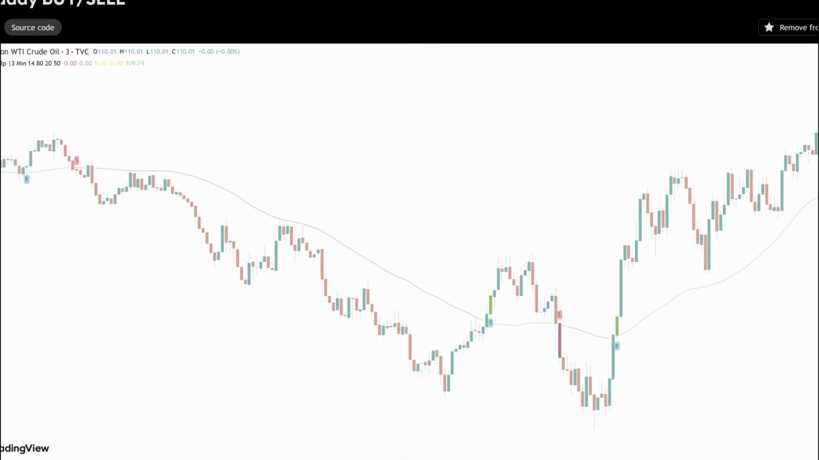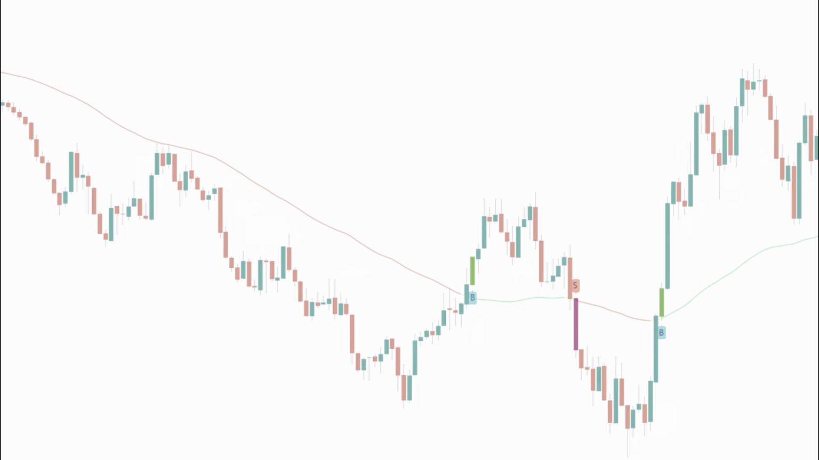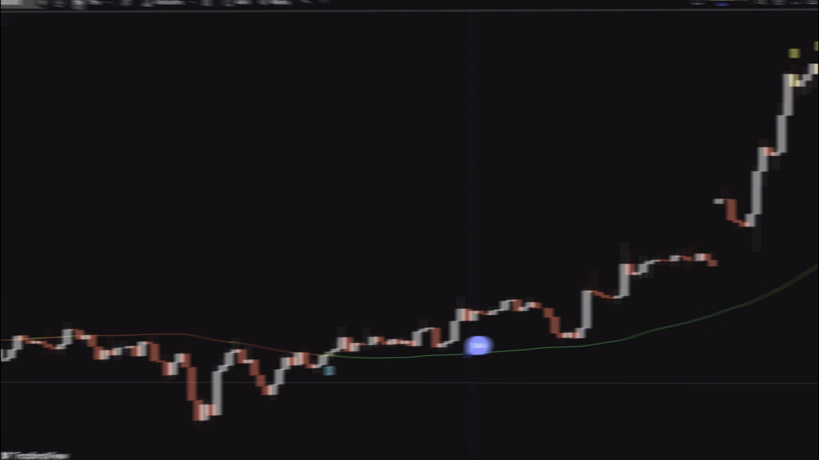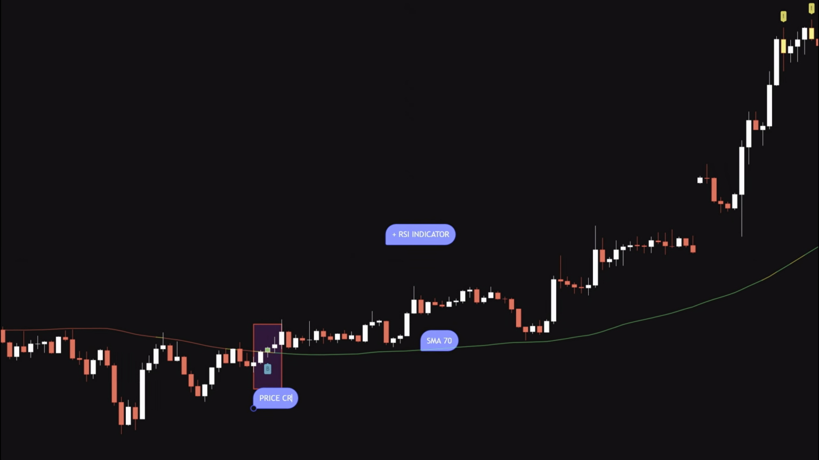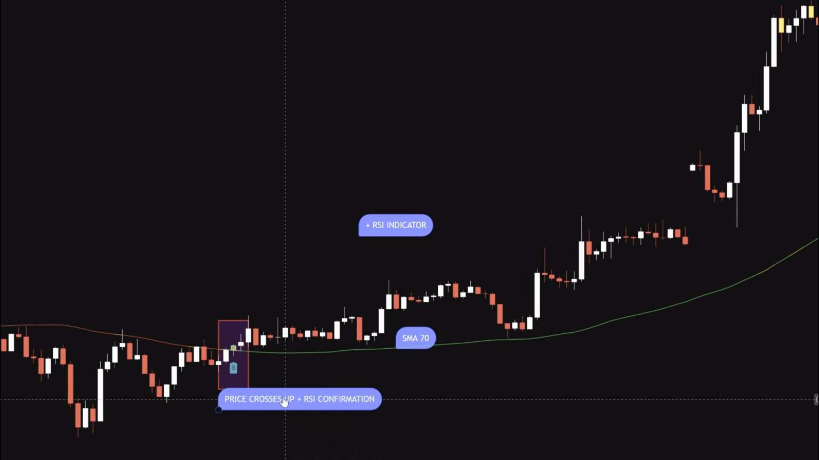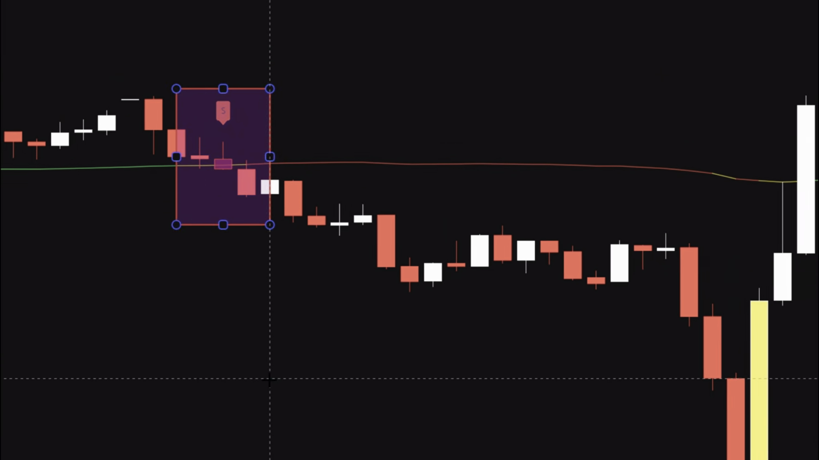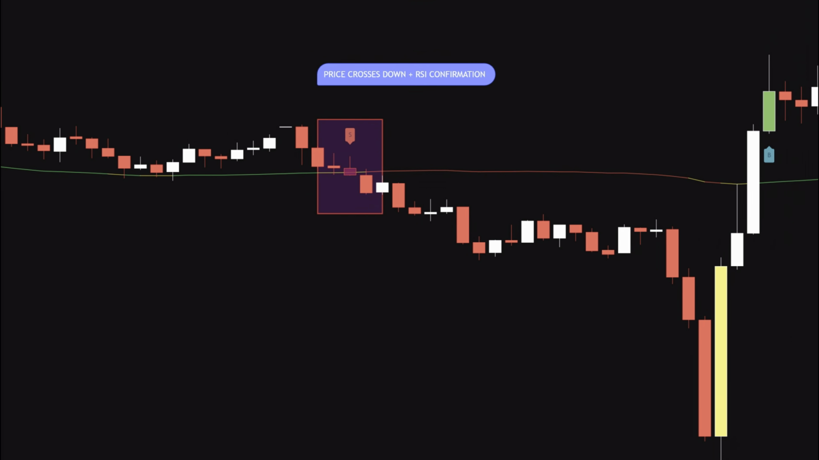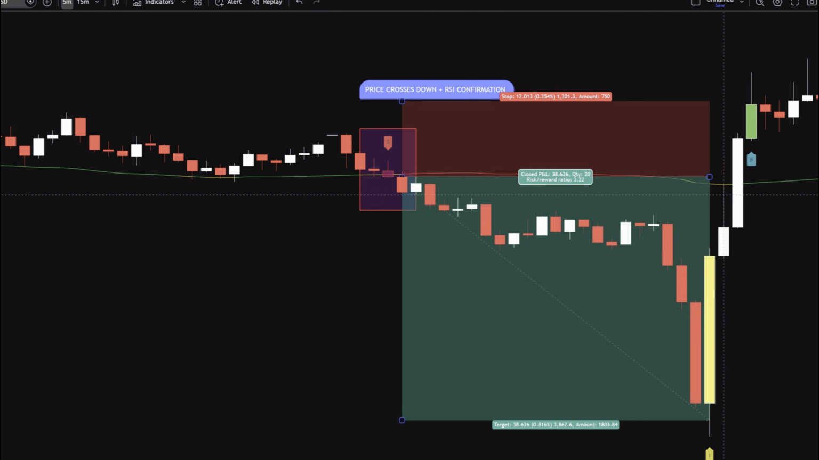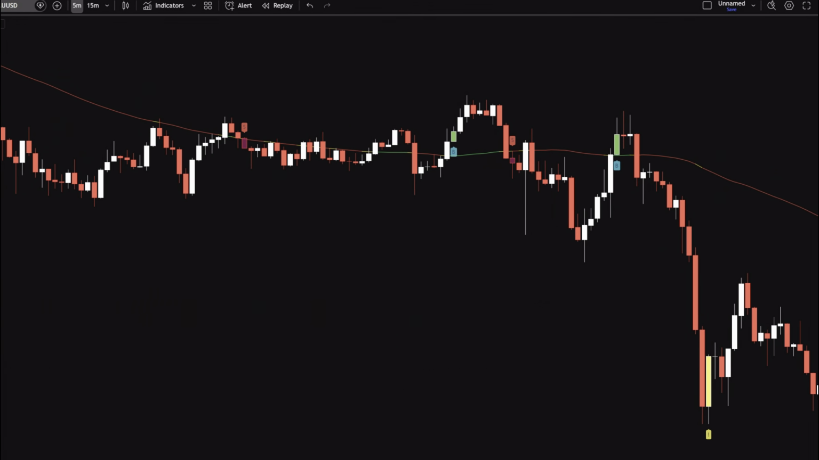Simple concept. It combines a moving average with RSI to generate signals. What you see on the chart is one clean line. When price crosses above that line, it flags a buy. When price crosses below, it flags a sell. Sounds logical, right? Here's the problem. If you take every signal this thing gives you, you're going to get destroyed.